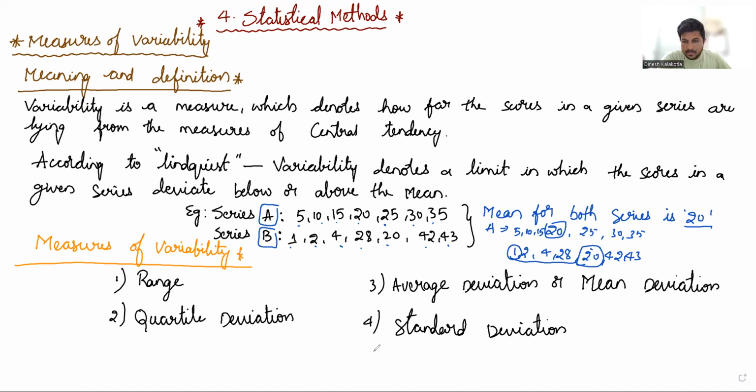Actually, there are four different ways to measure variability. The first one is range, the second one is quartile deviation, the third one is average deviation, which we also call mean deviation, and the fourth one is standard deviation. Let us see what these four are.